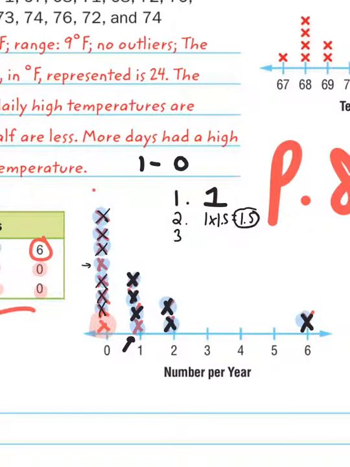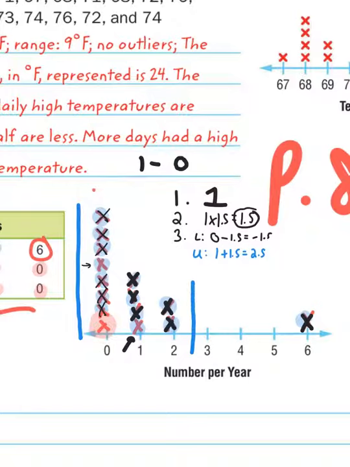Now I'm going to set my boundaries. Remember, to get my lower boundary, I need to take my Q1, which is 0, and subtract 1.5, and I get negative 1.5. So my lower boundary is going to be over here. So there's no outliers on the left. I didn't think there would be. Now to get my upper boundary, I'm going to do Q3, which is 1, plus 1.5, which is 2.5. So my upper boundary is going to be at 2.5 right here.